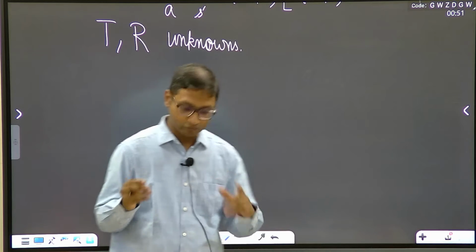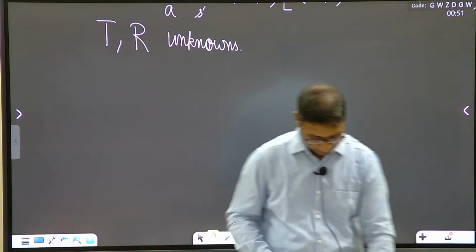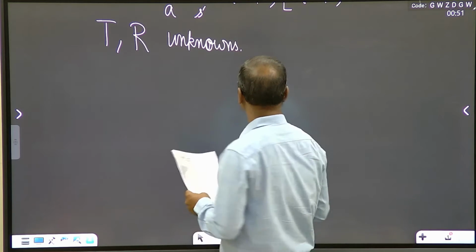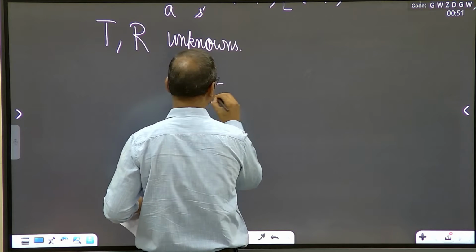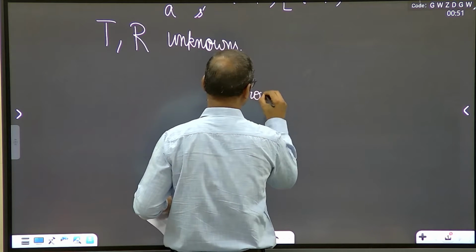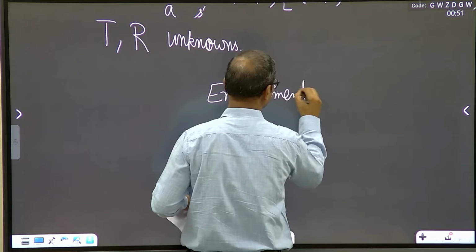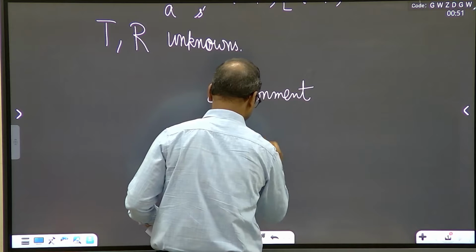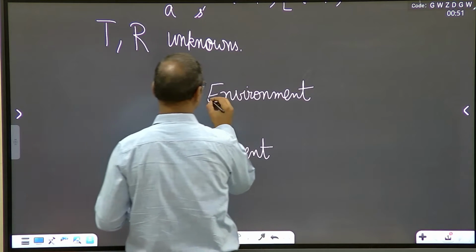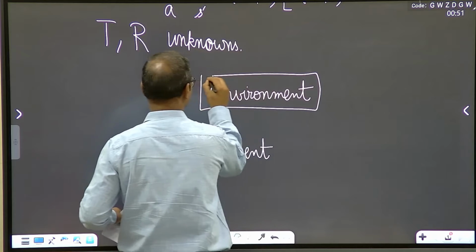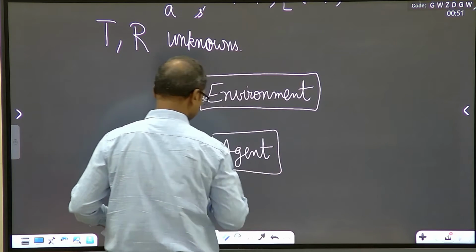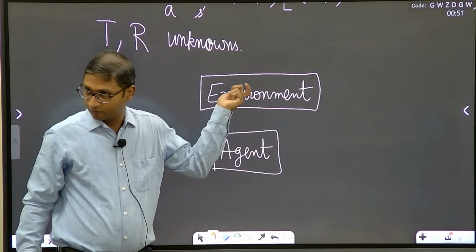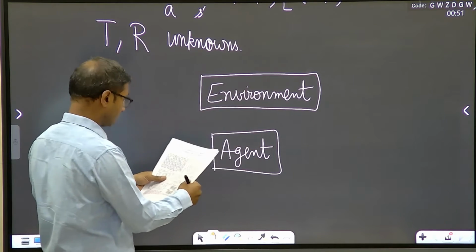Right. So now we come back to what is reinforcement learning. So what is reinforcement learning? There is an environment, and there is an agent, right? The agent basically interacts with the environment.